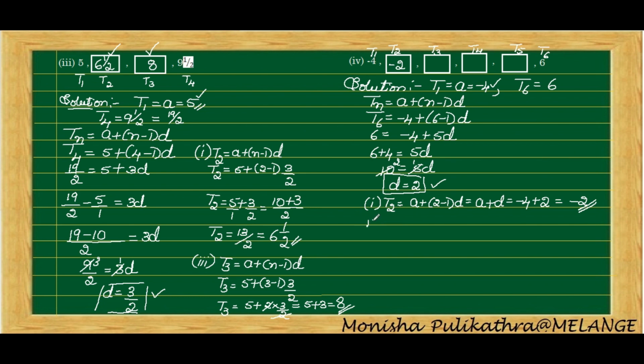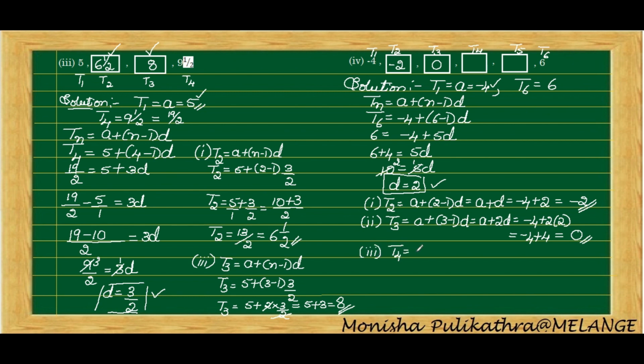So next, moving on to the second one, that is T3. So T3 is equal to A plus 3 minus 1 into D. This is N minus 1. Instead of N I have written 3 directly. 3 minus 1 into D will become A plus 2D. So A is minus 4 plus 2 into D, which is 2. So it will become minus 4 plus 4. What is minus 4 plus 4? So minus 4 plus 4 is 0. So the third term is 0.